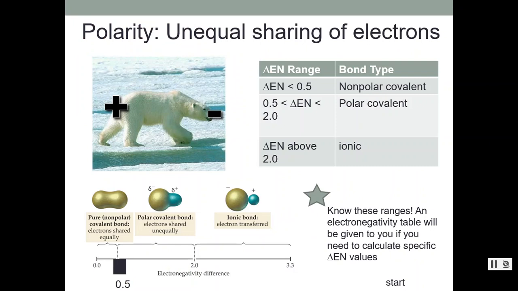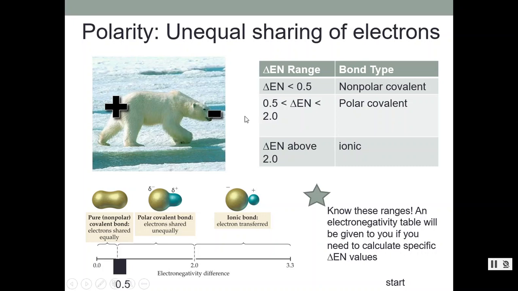Being able to calculate the change in electronegativity, as well as using these guideposts, these ranges, to say something about the type of bond. Is that bond primarily nonpolar covalent, where there's essentially equal sharing of electrons in that bond between two atoms? Or is it polar covalent? Are there unevenly shared electrons? Or is it ionic? Is that electron completely transferred from one species to another?